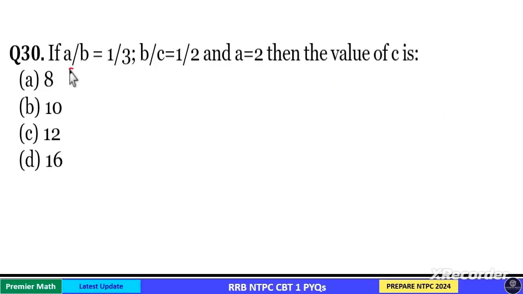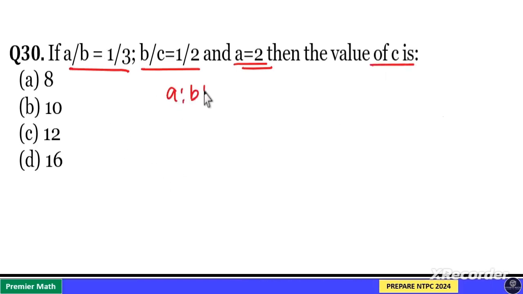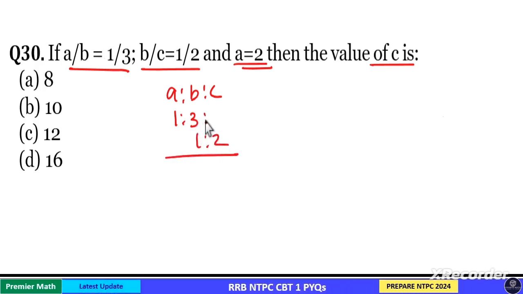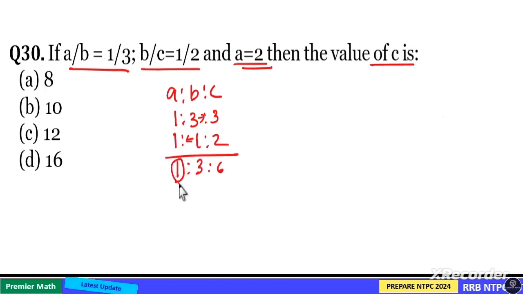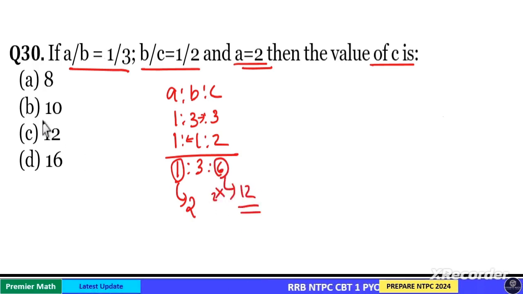If A by B is 1 by 3, B by C is 1 by 2 and A equal to 2, then the value of C is. Here, just take the A, B and C ratio. A by B is 1 by 3, which means 1:3. B by C is 1 by 2, which means 1:2. Now to fill the blank space, just take the number nearest to it. Here 3 is nearest to it, so take 3. Here 1 is nearest to it, so take 1. 1 into 1 is 1, 3 into 1 is 3, 3 into 2 is 6. But here one part is given in the question as 2. That is, A is equal to 2. Then the 6 part is C. C is equal to 6 into 2, 12. Option C is your answer.